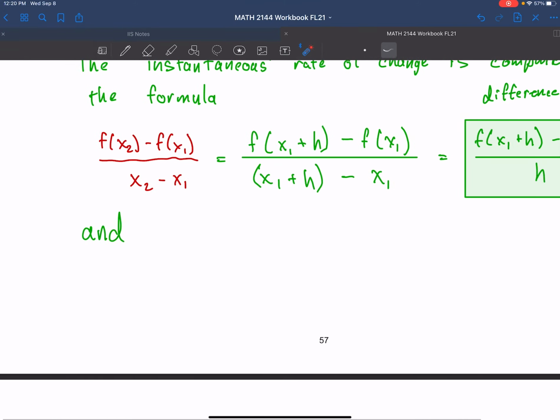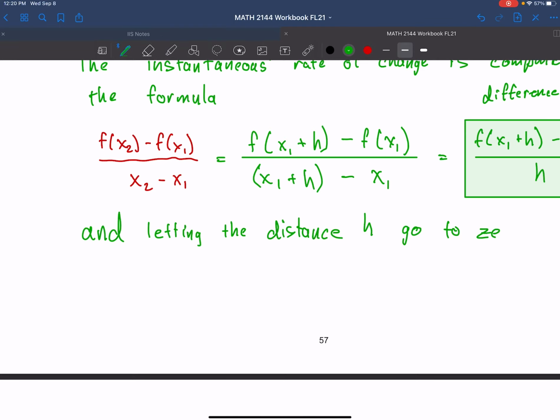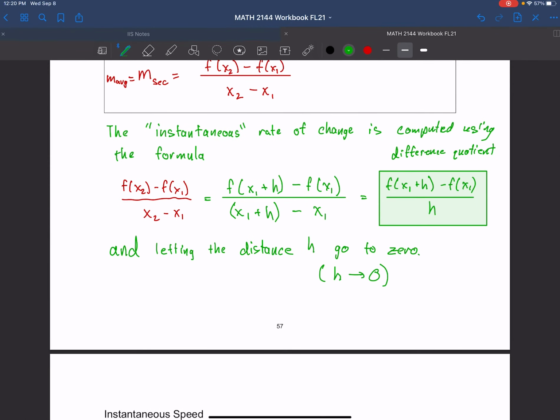So let me write that now. And letting the distance h go to 0. This is our first look at formally the idea of a limit. So again, I'll write it more this way as we progress. But again, to figure out an instant, we're going to let the distance h go to 0, where h is the difference between the 2 points. All right, so let's go ahead and do an example of that on the next page.